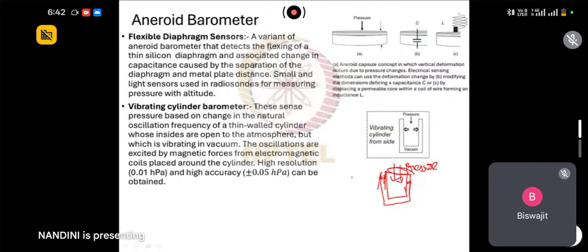So the change in the resonant frequency of the cylinder basically gives you the pressure difference. It is allowed to oscillate at its natural frequency, so whatever changes happen to the natural frequency of the cylinder will give you the external pressure. So that's how it works. That is the vibrating cylinder.